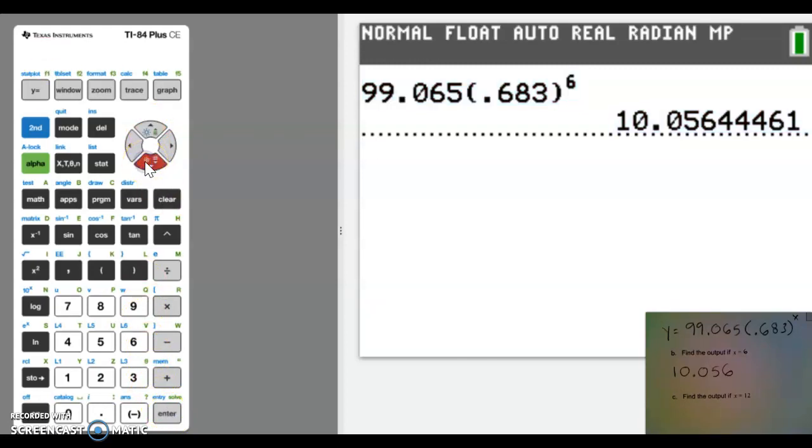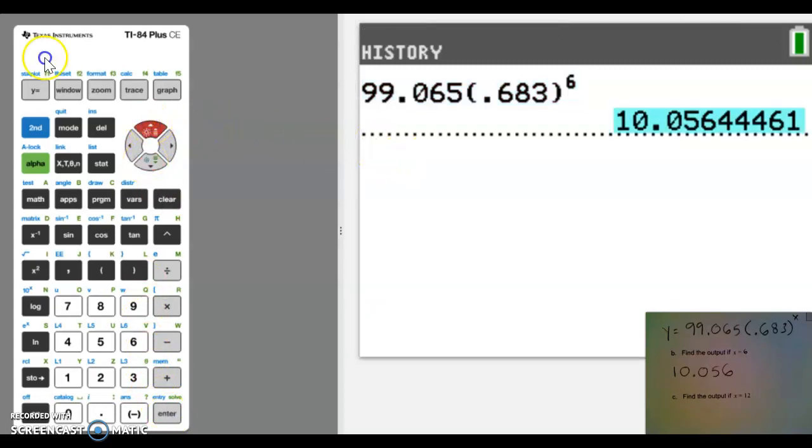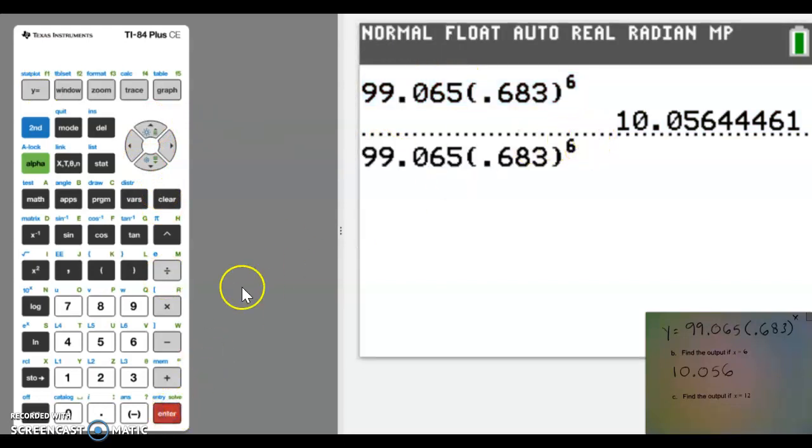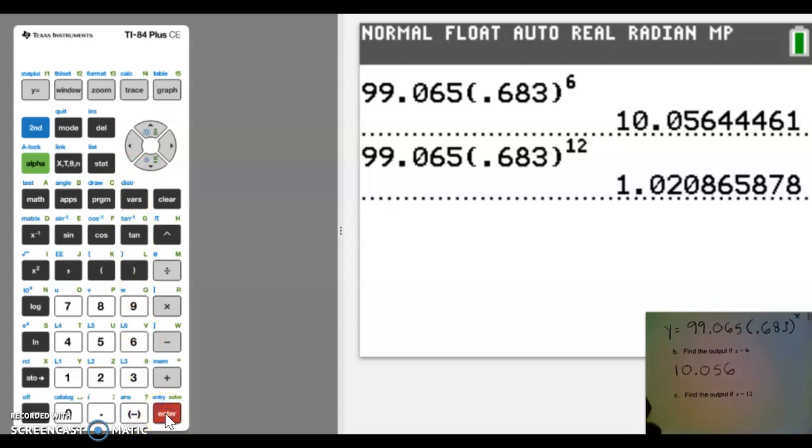Let me do that again. So it's here. Press it up twice. It should highlight your question. If you press enter, it'll pull your question back down. And I can just press the over arrow key and then just instead of typing in a 6, type in a 12. And that will save me from having to type in the whole entire equation again. Boom, there it is. So if x equals 12, my output is 1.021.